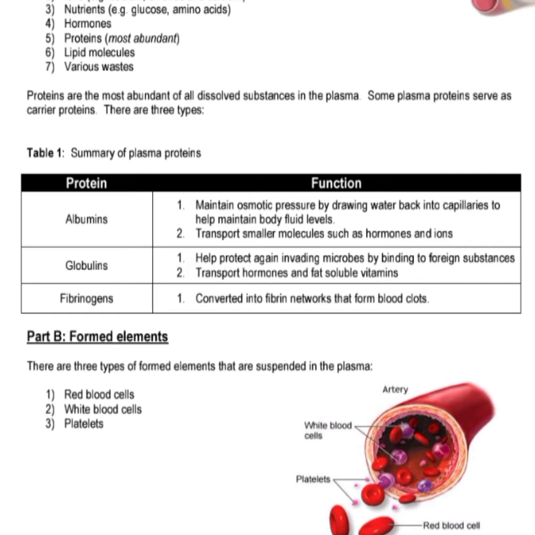Globulins: 1. Help protect against invading microbes by binding to foreign substances. 2. Transport hormones and fat-soluble vitamins. Fibrinogens: 1. Converted into fibrin networks that form blood clots.